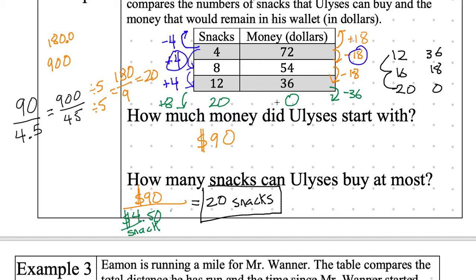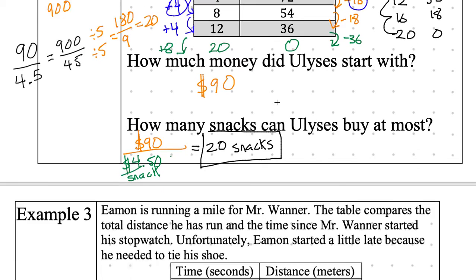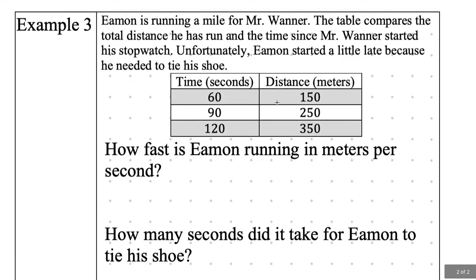All right. And then we're going to go to our final example on the back. Example number 3. Who wants to read this one? Charles. Eamon is running a mile from his corner. The table compares the total distance he has to run and the time since Mr. Warner started his stopwatch. Unfortunately, Eamon started a little late because he needed to tie his shoe.